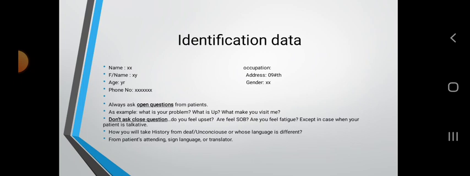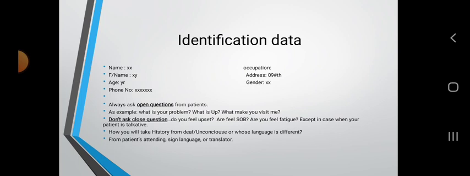While taking the history of the patient, the first thing is biodata collection, I mean the identification of the patient. First we take the name, male or female, and the second is father name, age, phone number, occupation, address, gender. These things will be included in identification.